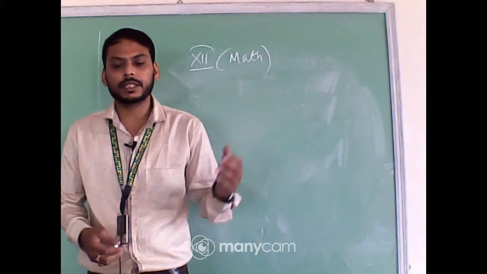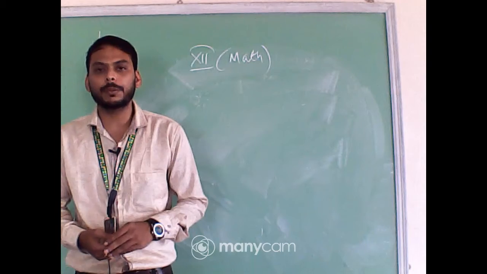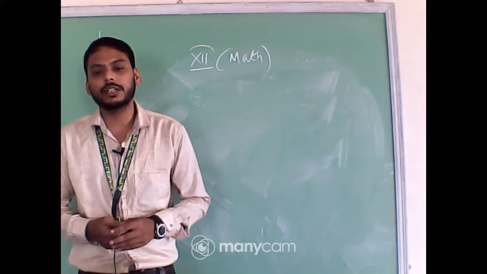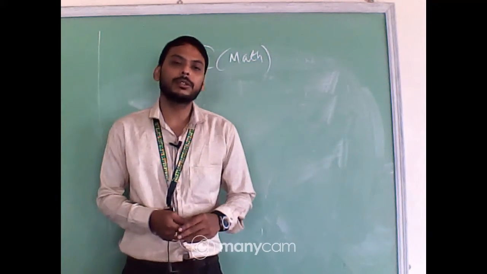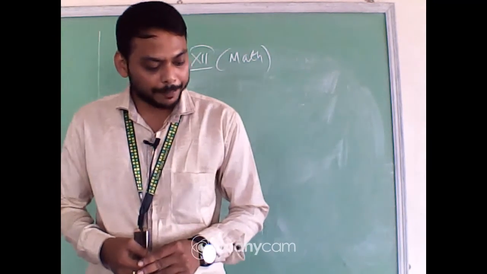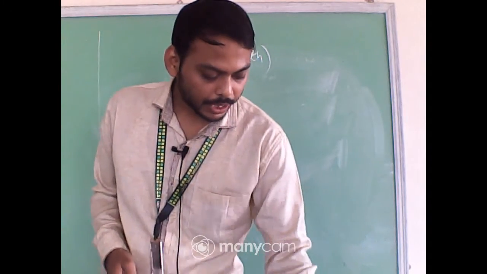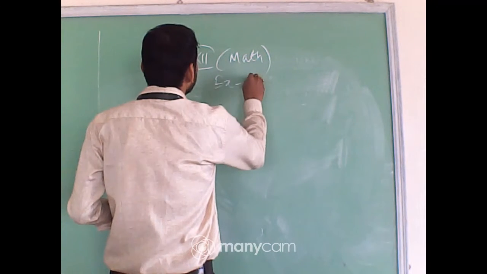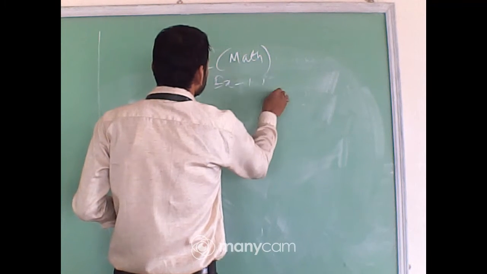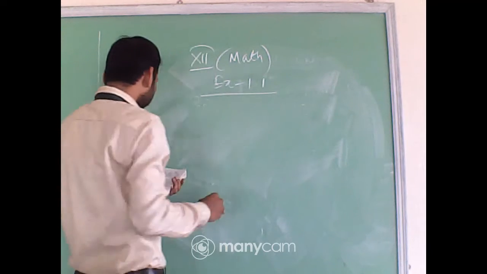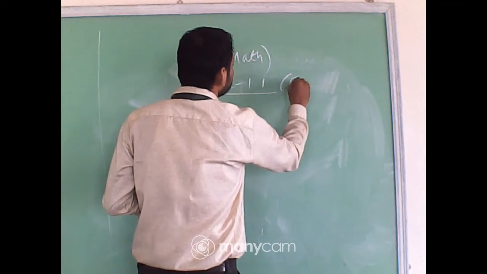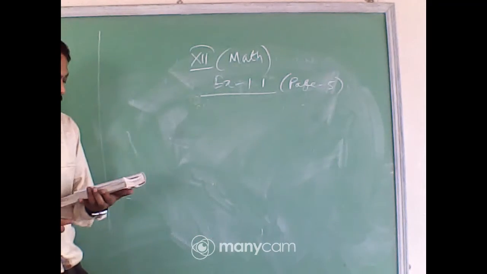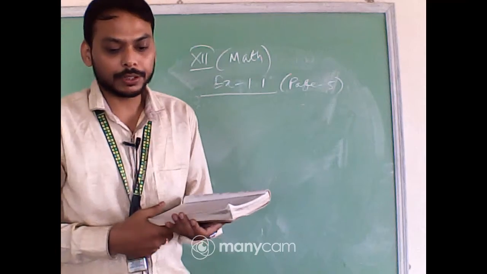You know that in previous classes we have discussed the definition of relation, reflexive relation, transitive relation, symmetric relation and the equivalence relation. We also discussed some examples. Today we will solve some problems from exercise 1.1, page number 5 from the NCERT book. Okay, so go through the question first of all.